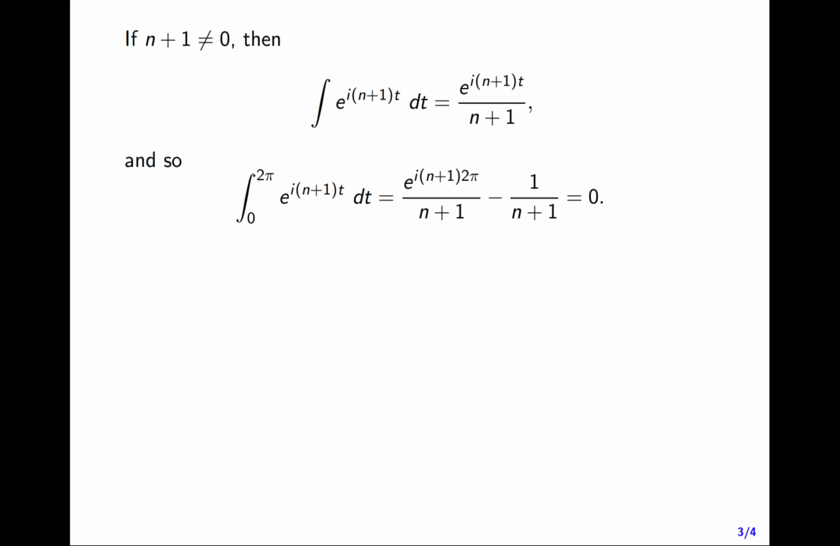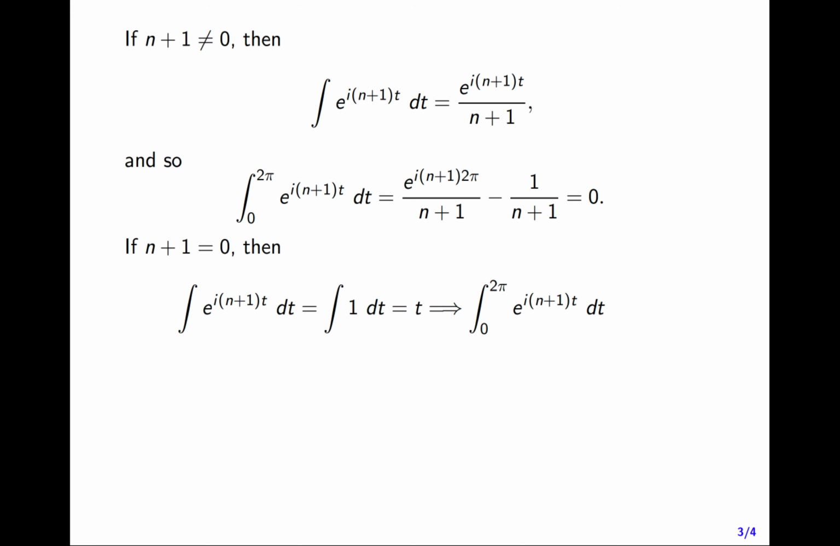is equal to 1. Now the important thing here is we specified n plus 1 was non-zero, so we could divide by n plus 1 to get this antiderivative in the first place. If n plus 1 equals 0, however, then our integral is just the integral of 1 with respect to t, which is just t. And so the integral from 0 to 2 pi of e to the i(n+1)t when n plus 1 equals 0 is just 2 pi. So we have two cases governing our solution here. When n plus 1 is not 0, which is to say when n is not equal to minus 1, and when n plus 1 equals 0, which is to say when n equals minus 1.